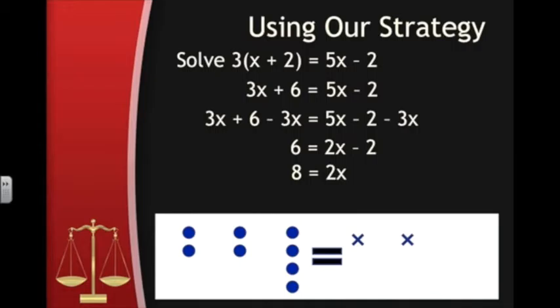Finally, our fourth step is to undo any multiplication or division. Here, x is multiplied by 2, so we need to divide by 2. This gives us our final answer, x equals 4.